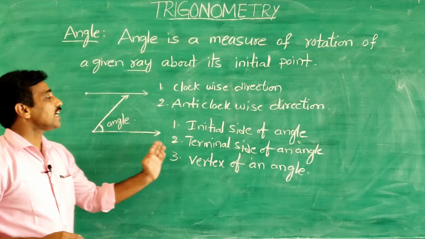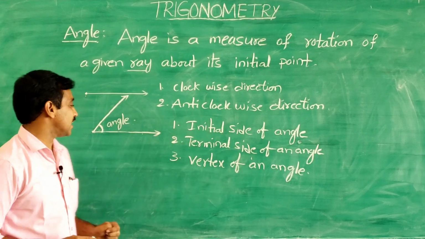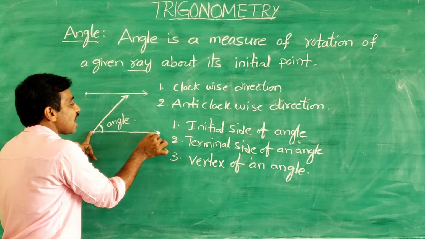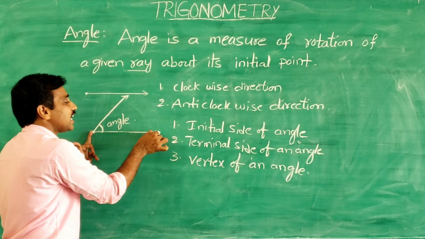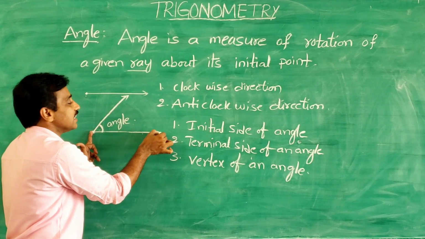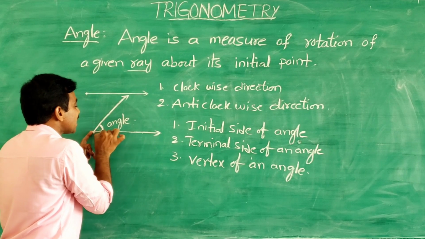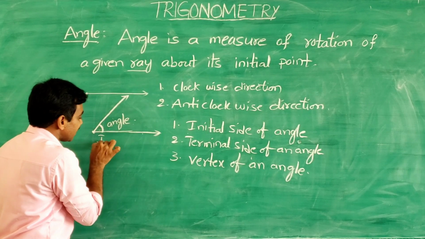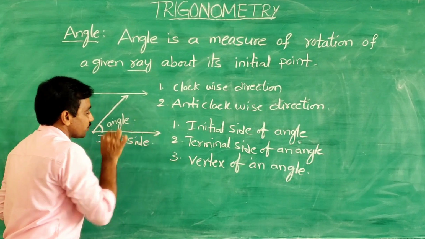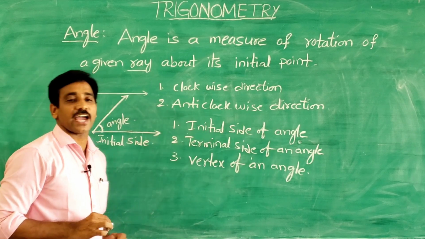Okay. Now what is the initial side of an angle? Here we have the angle. In this angle, this is the original ray, that is, the given ray. This given ray is called the initial side of the angle. So the original ray is called the initial side of an angle.